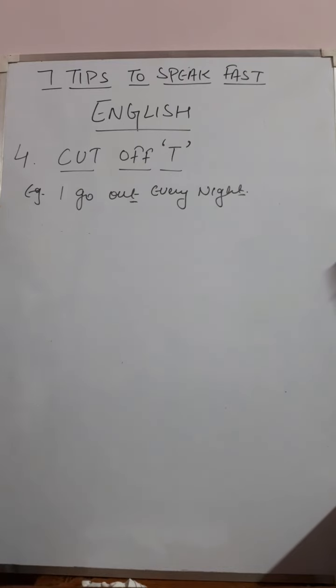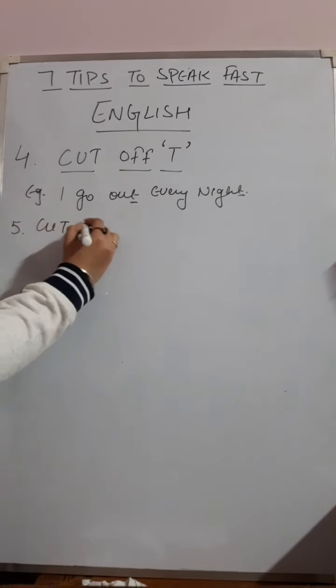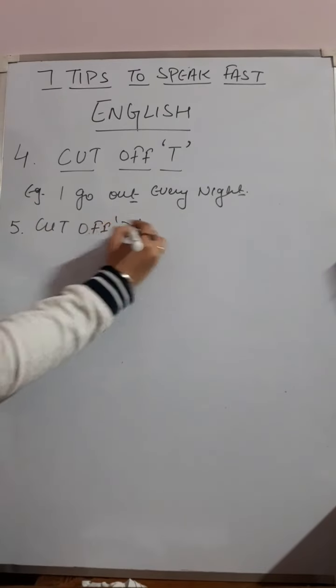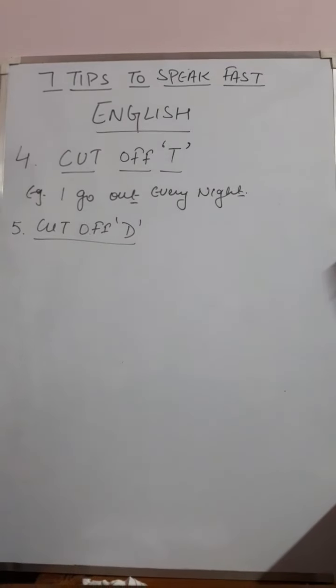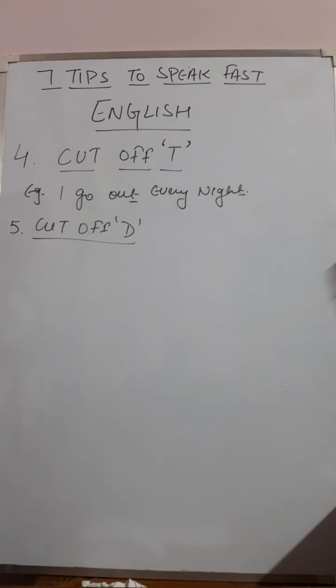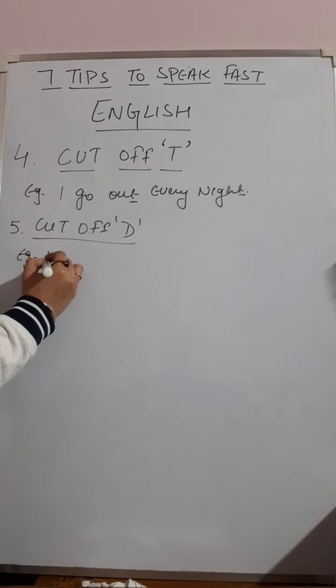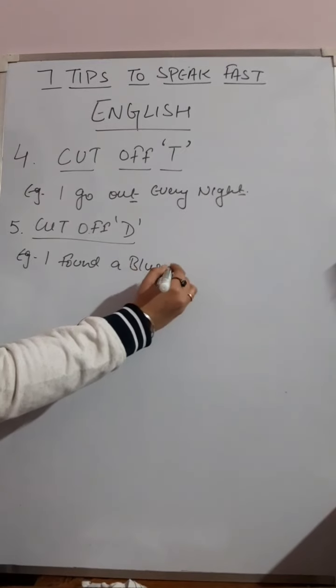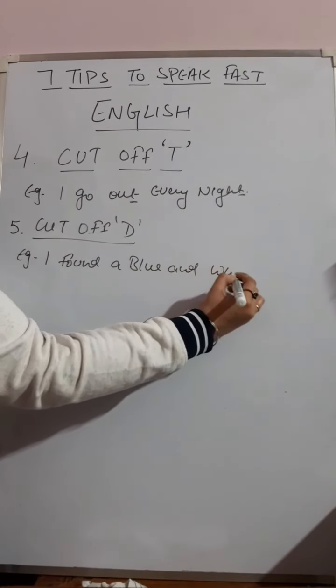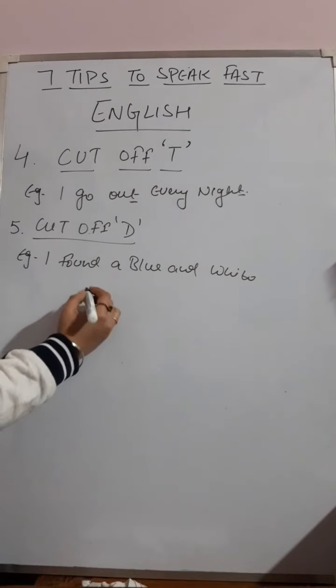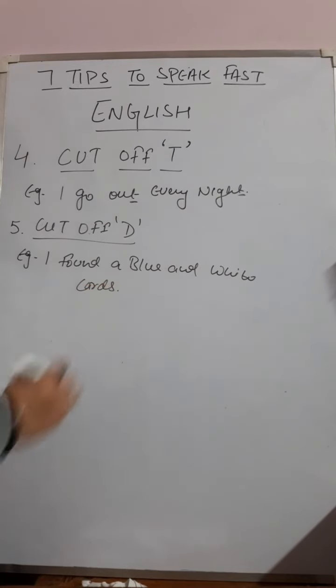Now this was the fourth tip, and the fifth is to cut off D from your sentence. So how can this be done? How can we cut off D from a sentence? Let's take an example. I found a blue and white card. I found a blue and white card.